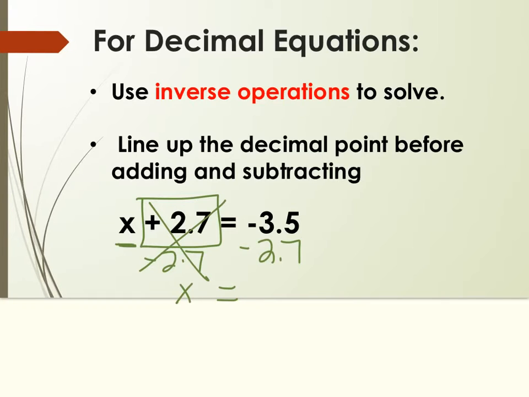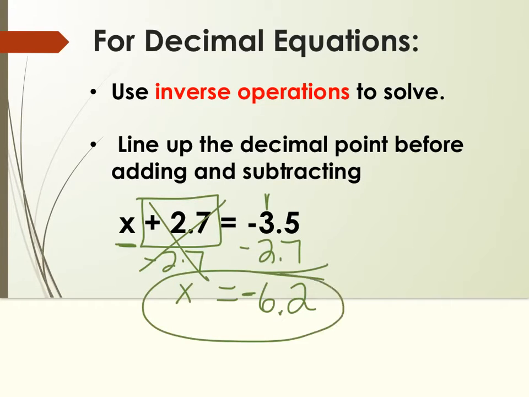They are the same sign, so we add and keep. I've lined up the decimal, so I am adding the 5 plus the 7, which is 12. 3 plus 2 is 5 plus 1 is 6, and bring down the decimal. We added, and then we keep the sign, which is the negative. The answer is x equals negative 6.2.